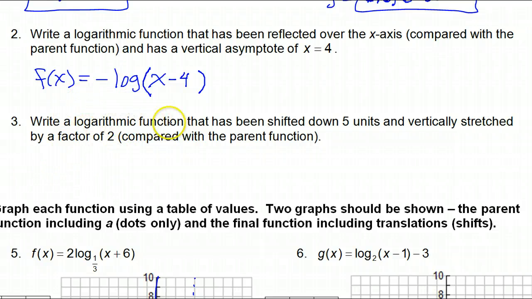Number 3, still writing a log function. So again, let's start with the parent function. f of x equals log x.